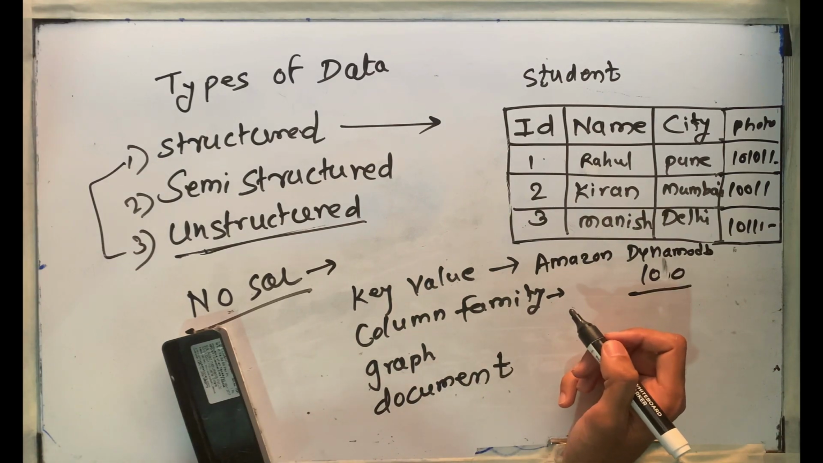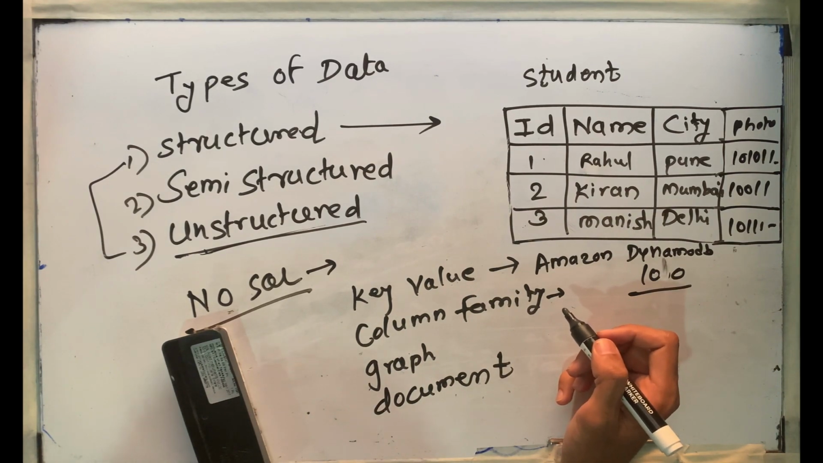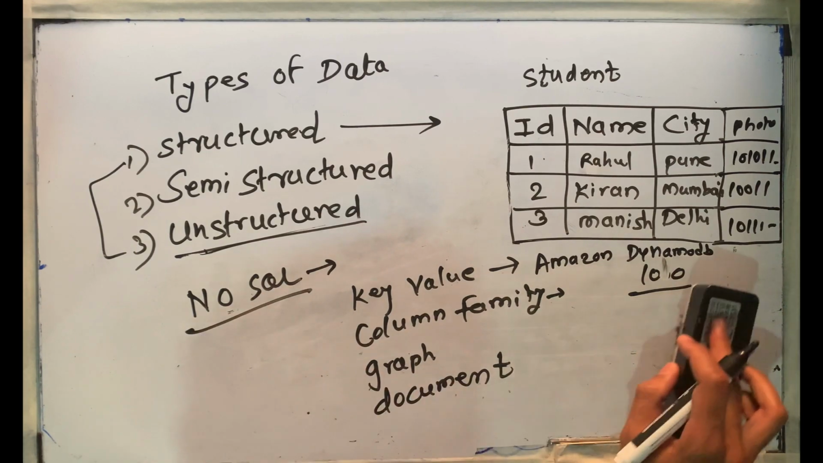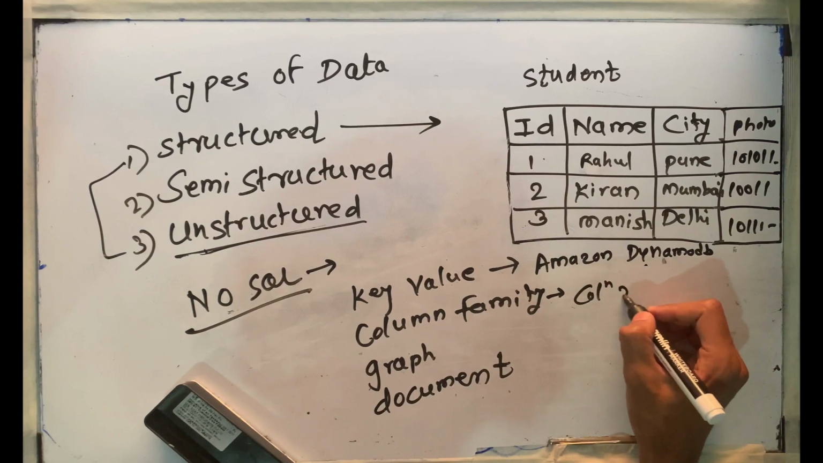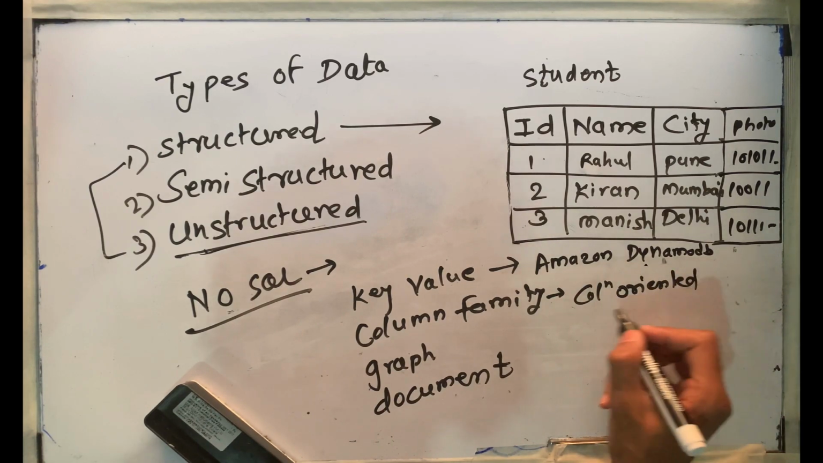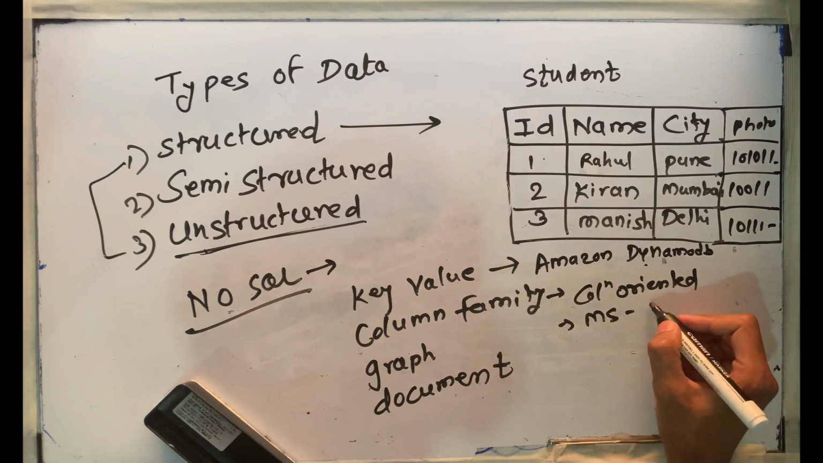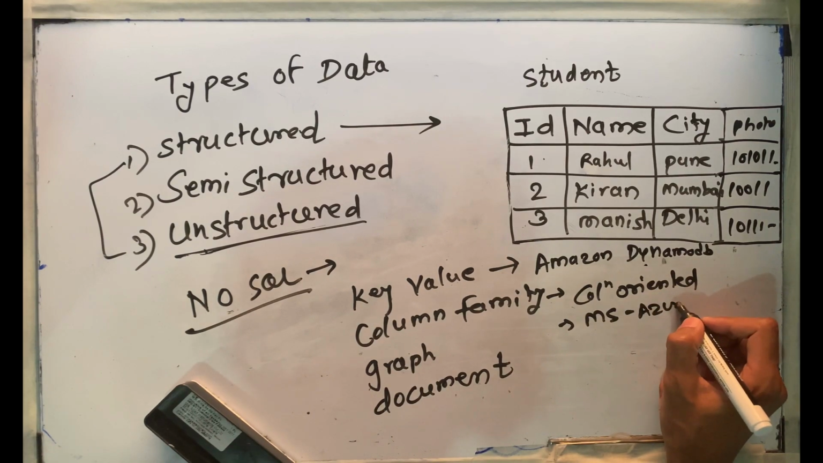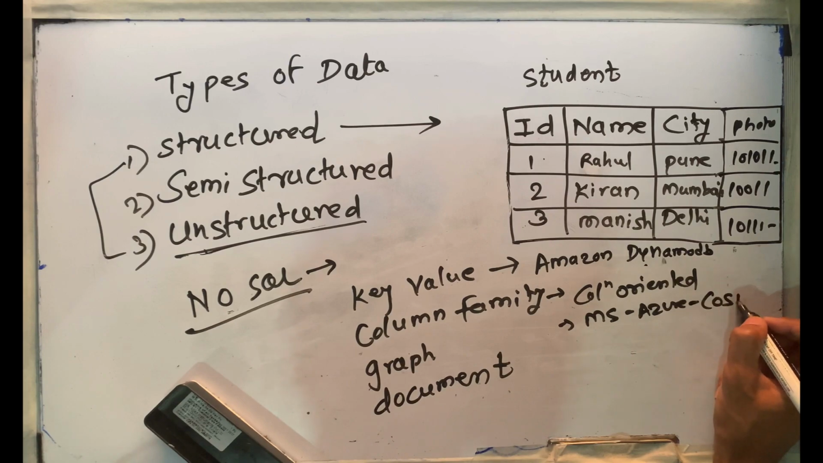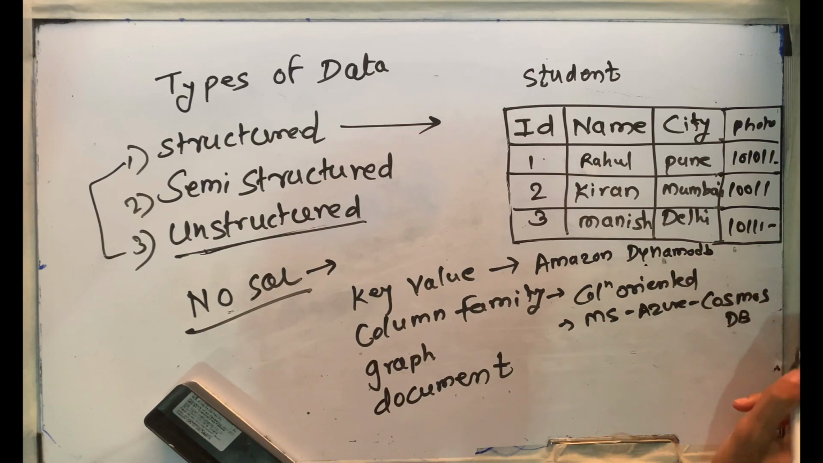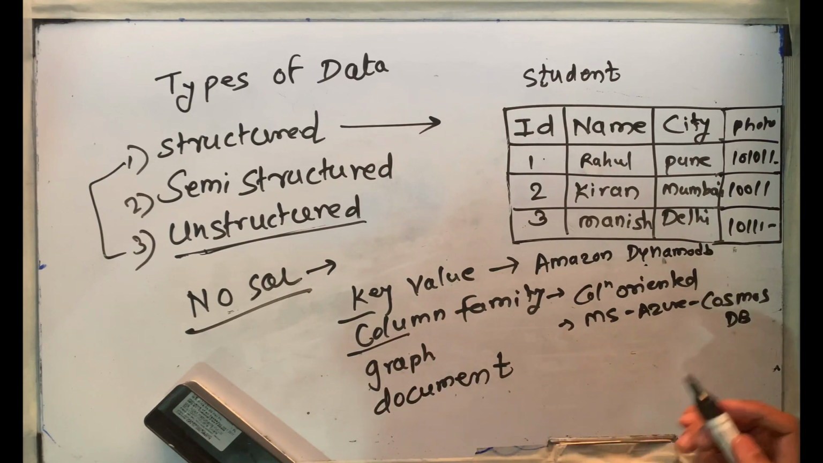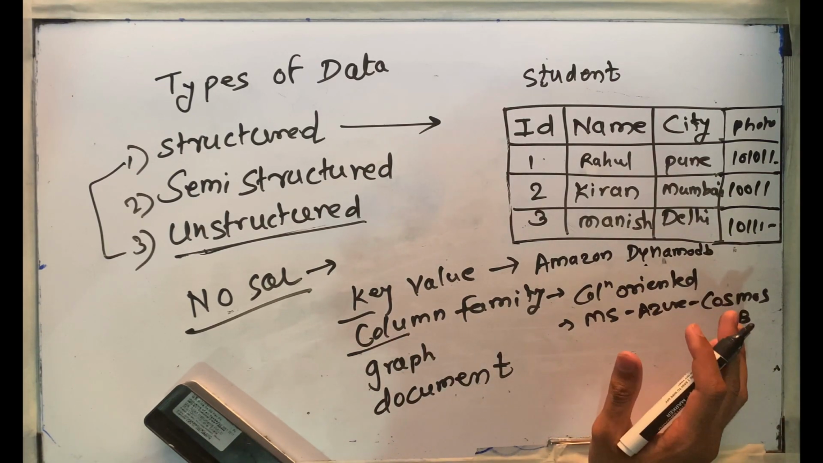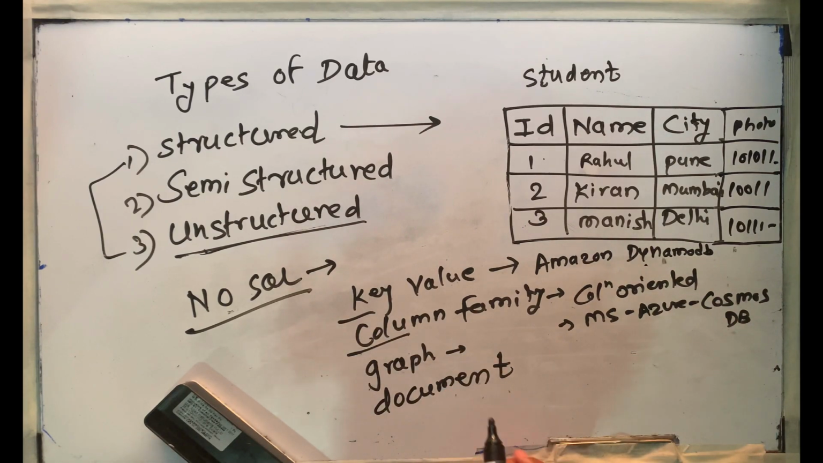Then the second is the column family. Column family is nothing but a column oriented database, and Microsoft Azure Cosmos DB is an example of it. I will go through each model in a separate session so that you will get deep knowledge about it.